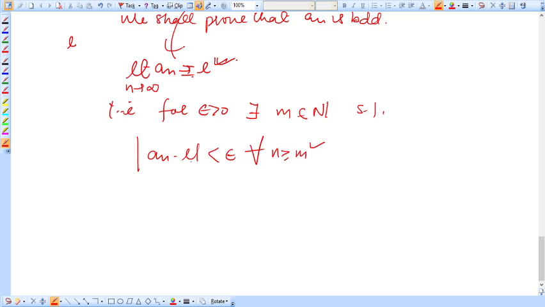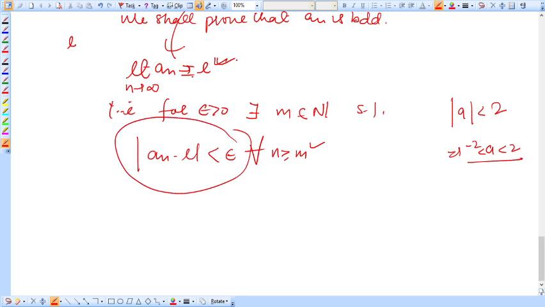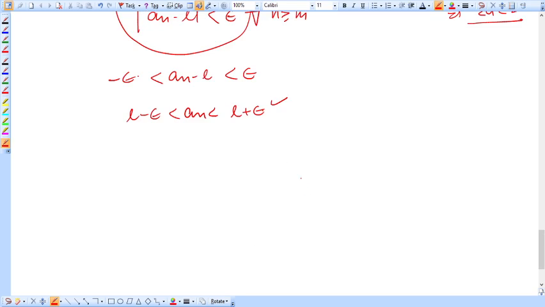This can also be written like this: we know if |a| is less than 2, it implies a is less than 2 and greater than -2. Similar is the case here. |a_n - L| is less than epsilon, so we can write a_n - L is less than epsilon and greater than -epsilon. Adding L throughout the inequality, we get a_n is less than L + epsilon and greater than L - epsilon, for all n greater than or equal to m.